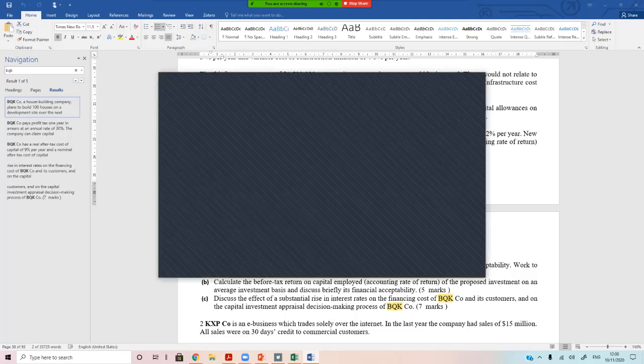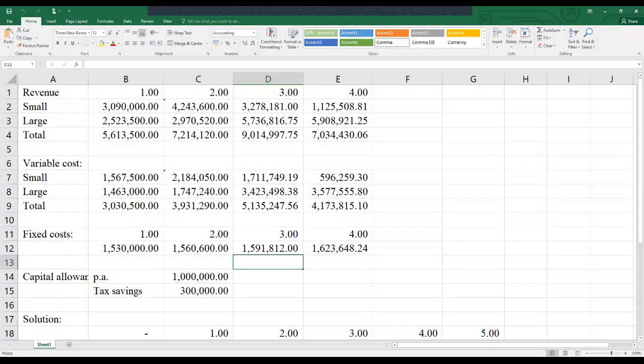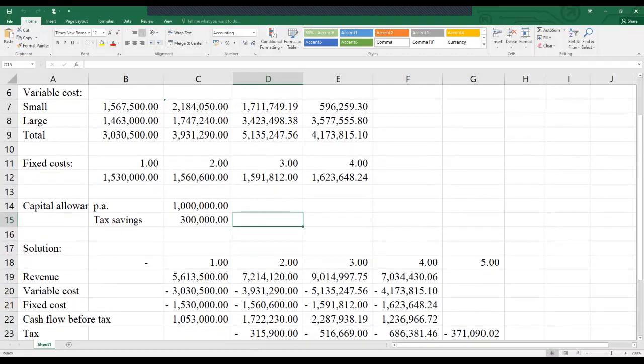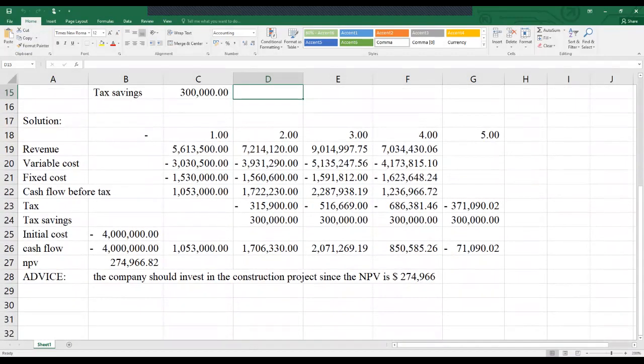So let's go back to the Excel. This was a question that we did yesterday. So these are the cash flows. What was the discount rate? 12%, okay? We got an NPV of 274. So step one is done already: getting the NPV of the project at the company cost of capital. We already have that part, where we got 274 positive.